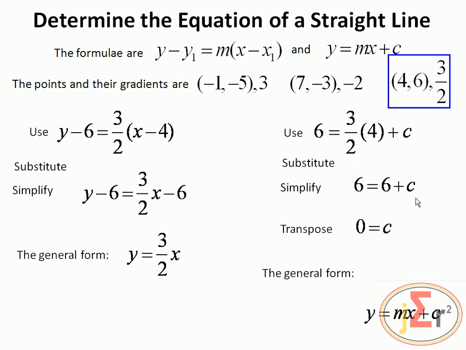So y is equal to mx plus c. Y is equal to m. M is 3 over 2 times x. C is 0. If we add 0 to this, it is going to be the same thing. So we don't need to have a positive 0 right there.